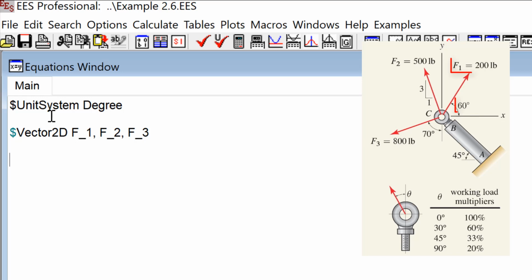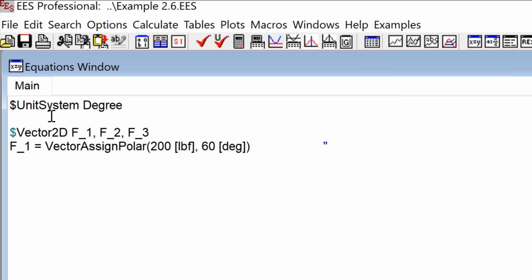Looks like F1 I can assign using the vector assign polar command. You can see it's given the magnitude and the angle relative to the x-axis. So that one's pretty easy. Let's go ahead and do that one. So F1 is equal to vector assign polar, and because F1 is a 2D vector, I only need two arguments. The first one is the magnitude, so the magnitude is 200 pounds force. And then the second one is the angle relative to the x-axis, which in this case is 60 degrees. And maybe I'll give it a comment: this is the force of 1 on the eye bolt.